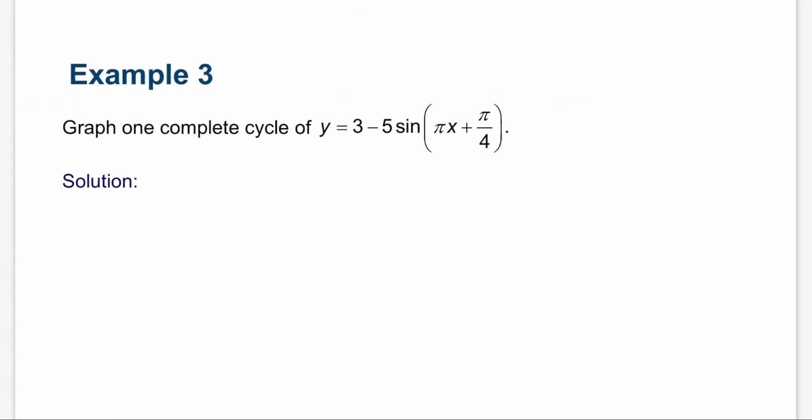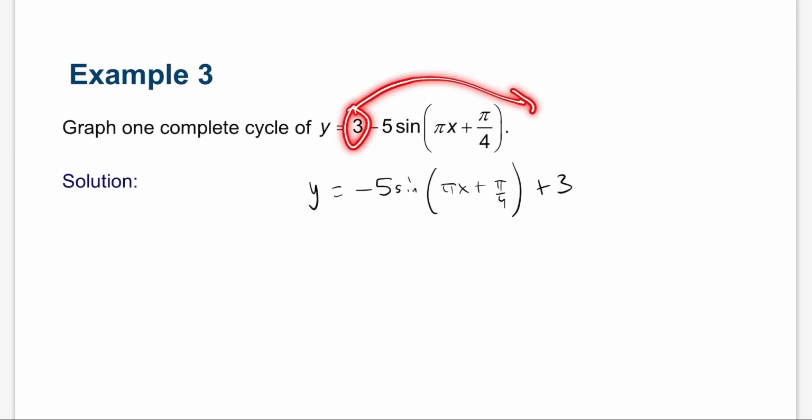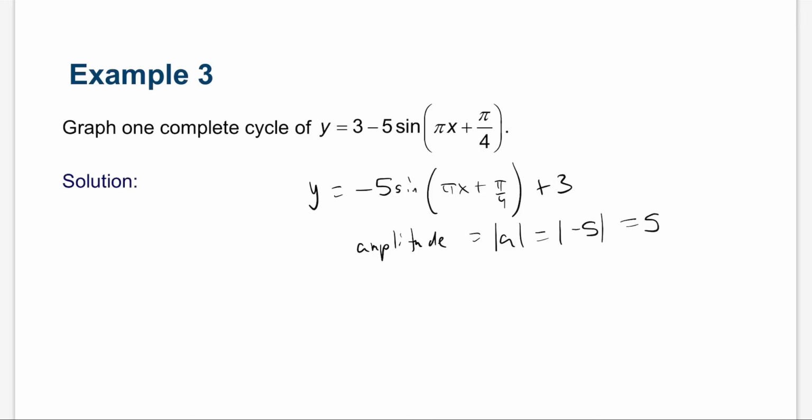All right, so for this example, I would first rewrite it so that it looks a little bit like negative 5 sine pi x plus pi over 4 plus 3. So I'm just moving the 3 to be in the back. It just looks a little bit better to me. So the amplitude is going to be the absolute value of a, which is the absolute value of negative 5, which is 5. Our period is going to be 2 pi over b, which in this case is 2 pi over pi, which is just 2.